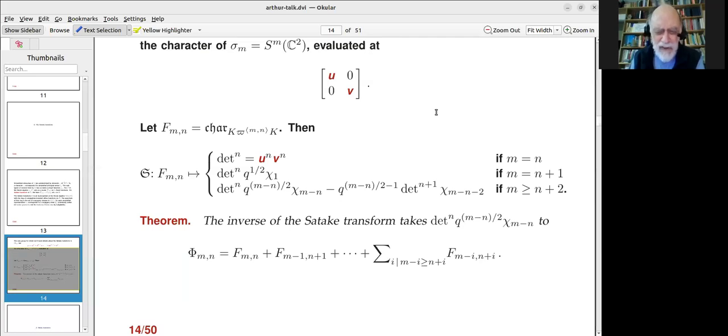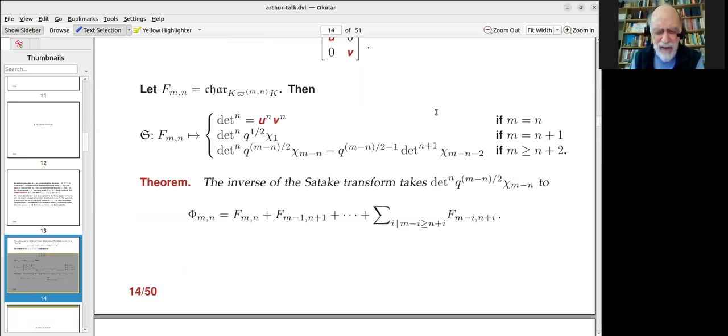So for us, the most important thing to remember is the theorem which comes out of this, that for GL2, the inverse of the Satake transform takes some normalizing factors times the character of the irreducible representation parameterized by m minus n into a sum of characteristic functions of a very simple sort. And that's all we'll need. For groups of higher rank, it's much more complicated. There's a Kazhdan-Lusztig polynomial which enters into it and makes things rather pessimistic, I would say.